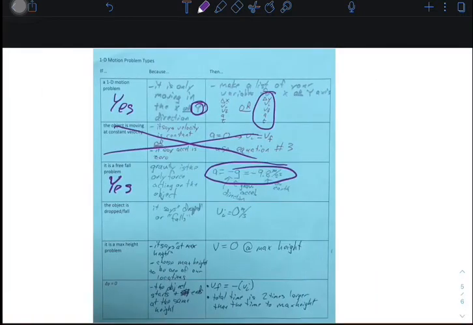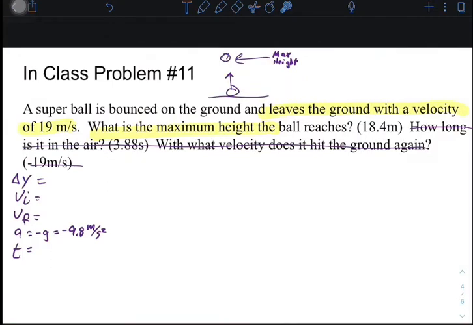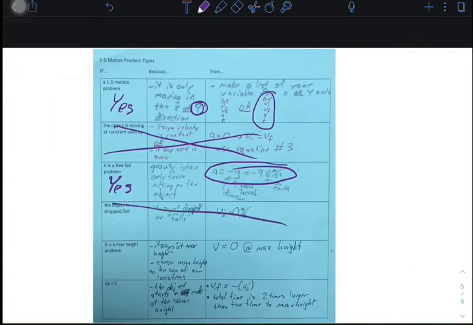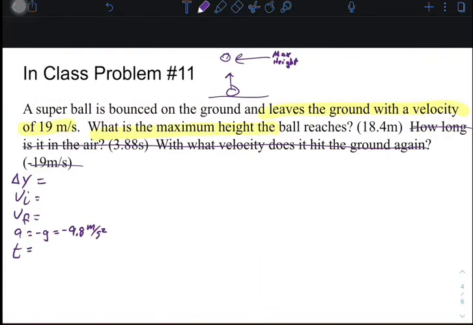Okay, back to our problem types. Does it say the object is dropped or falls? The super ball is bounced to the ground. Nope, it doesn't say that. So because it doesn't say that, that statement is not true.